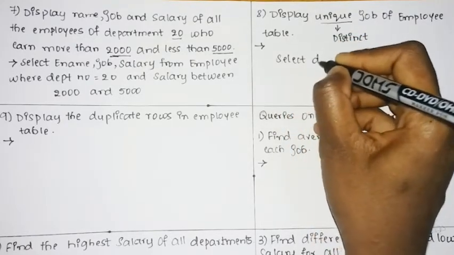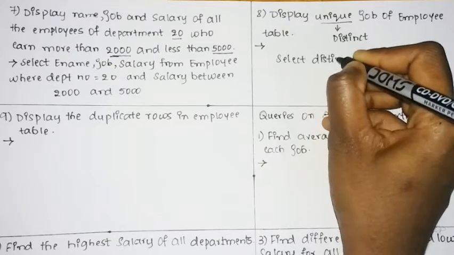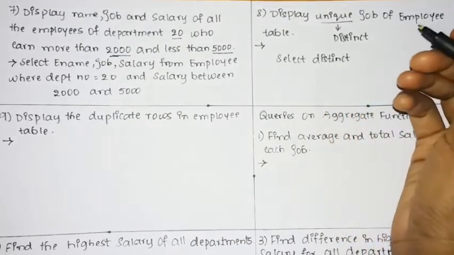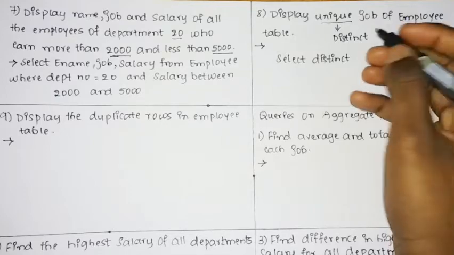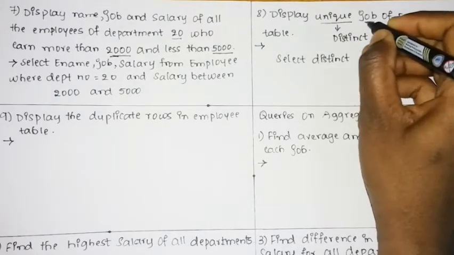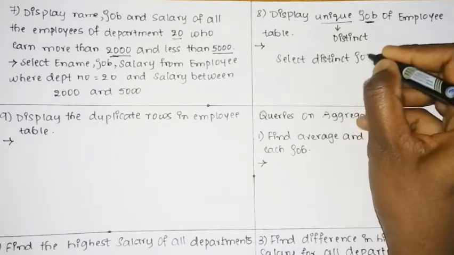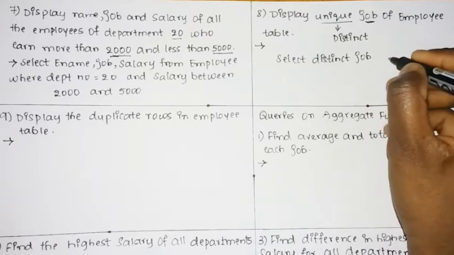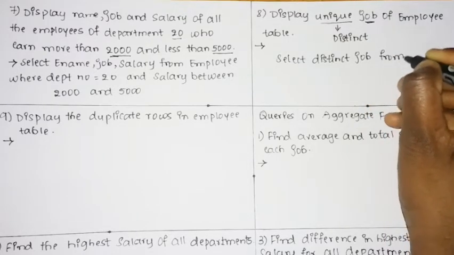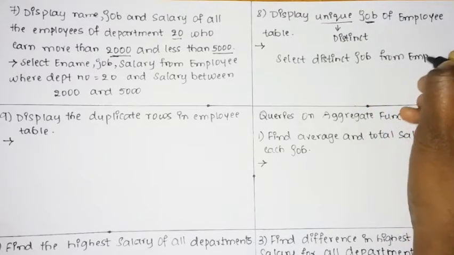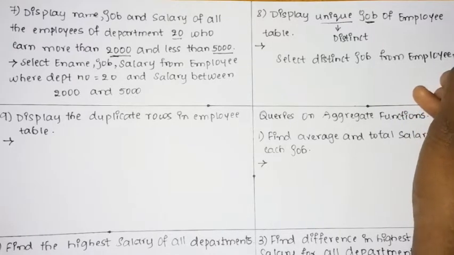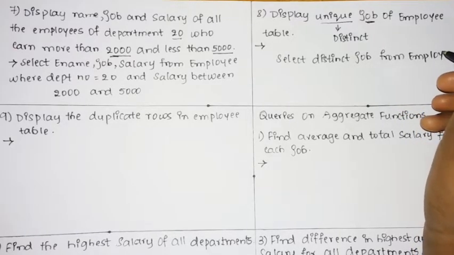followed by the clause, that is select distinct. Distinct will display the unique names from the employee table. So select distinct, what you need to display is the distinct job. So select distinct job from employee. So this is the correct query: select distinct job from employee.